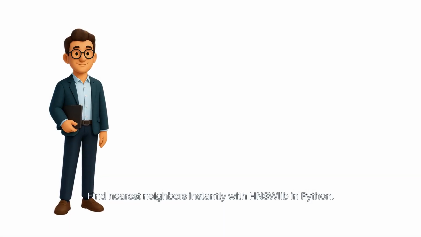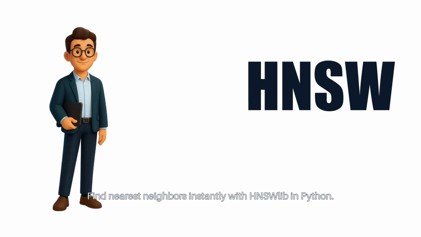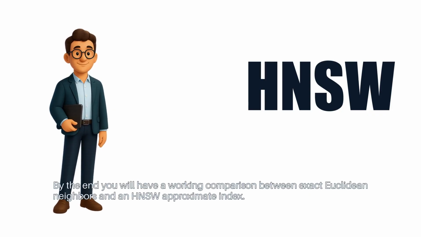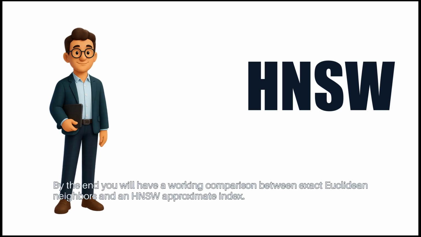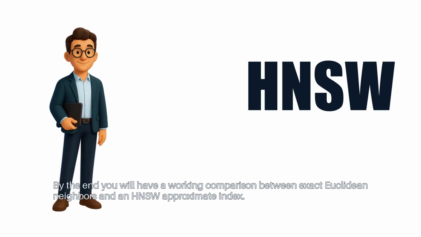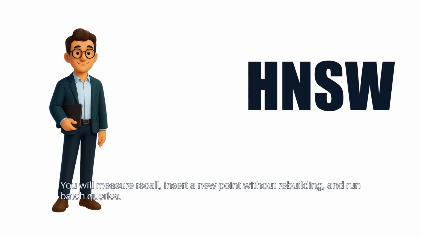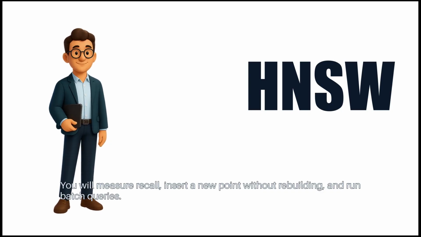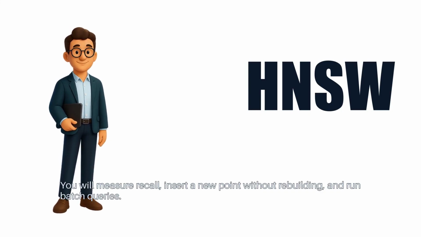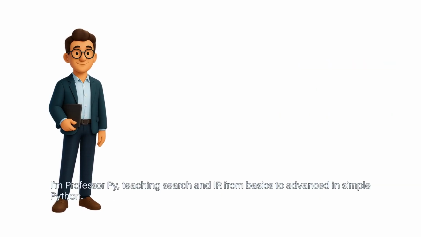Find nearest neighbors instantly with HNSWlib in Python. By the end, you will have a working comparison between exact Euclidean neighbors and an HNSW approximate index. You will measure recall, insert a new point without rebuilding, and run batch queries. I'm Professor Pi, teaching search and IR from basics to advanced in simple Python.